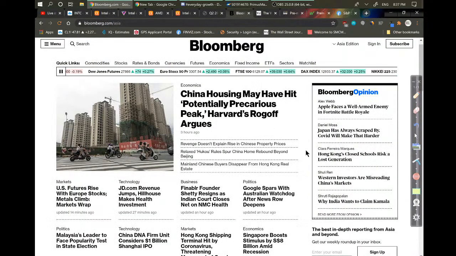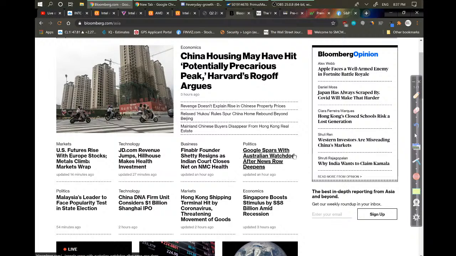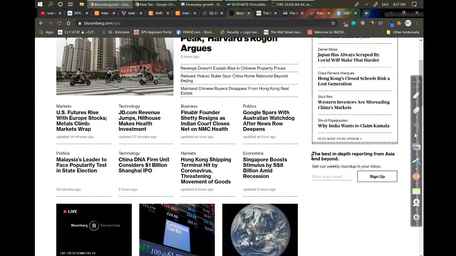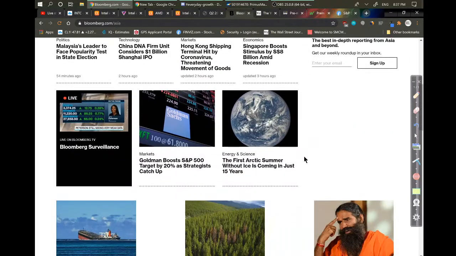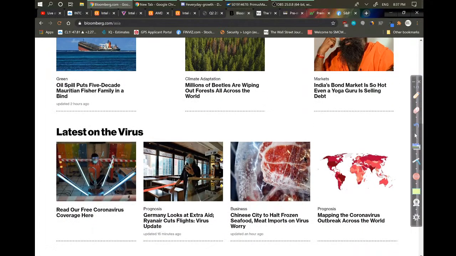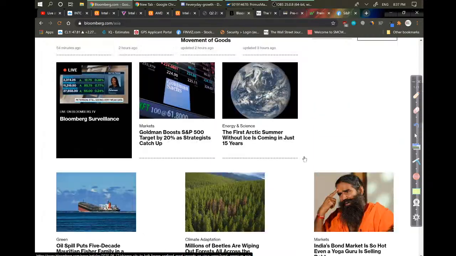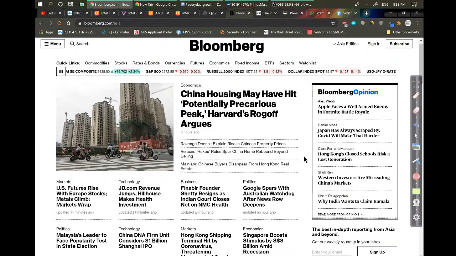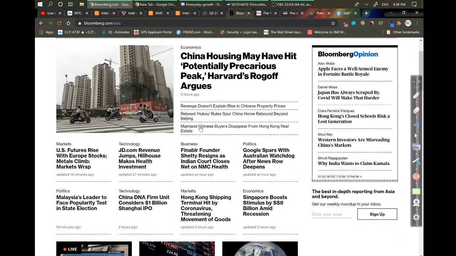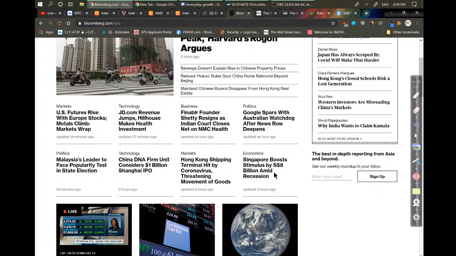So looking at Bloomberg here, it's a hybrid news this morning, slanting more towards bearish than bullish, though. A hint that markets might try to rally today and break out. I have definitely a SPY DIN update for you guys, which is the SPY Dow Jones Nasdaq update, which I'll get to in a second. There is U.S. futures rise with Europe stocks, metals climb, markets wrap, JD revenue jumps, and then what is this? Google spars, okay. China DNA firm, Malaysia's leader, and so on.